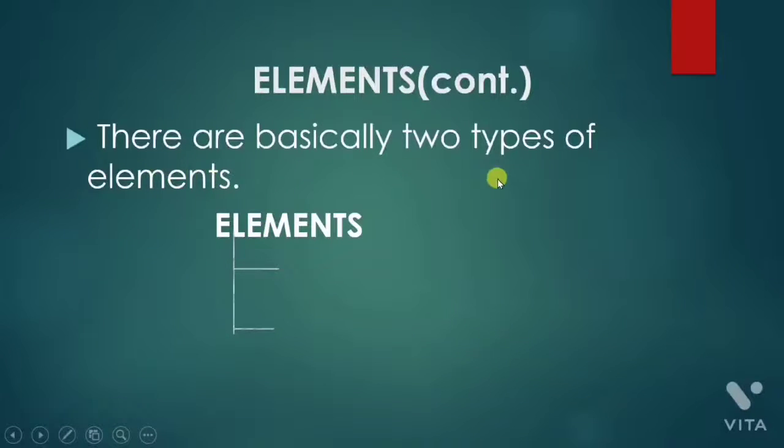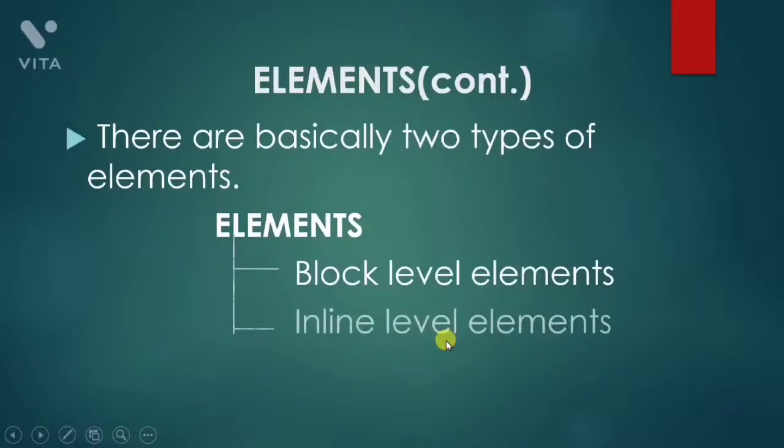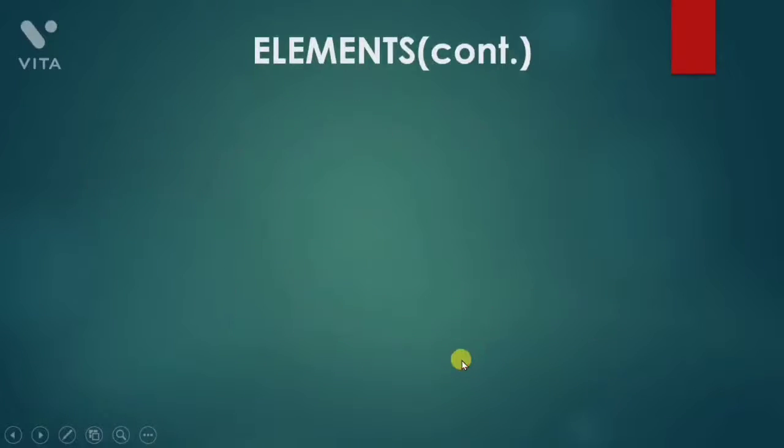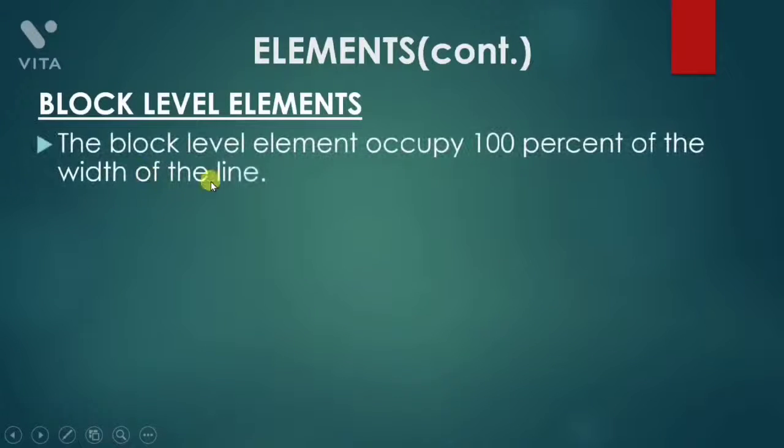So there are basically two types of elements. First comes the block level element and next comes the inline level element. So let's see what a block level element is. Block level elements occupy 100% of the width of the line. That is, if you are writing a block level element, it occupies the complete width of the line, from the start of the page to the end of the page. Not height wise, but length wise.